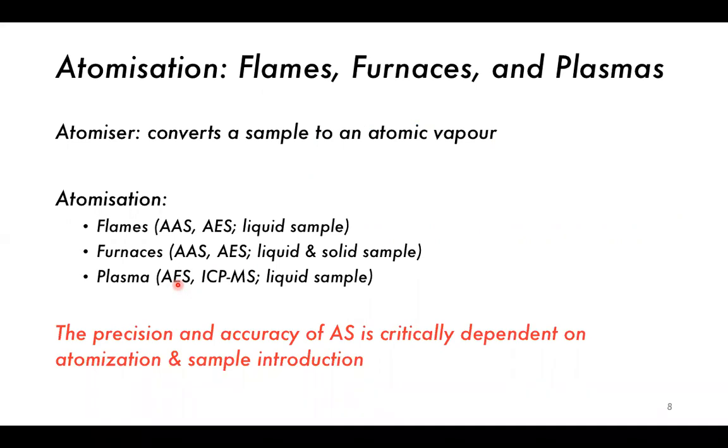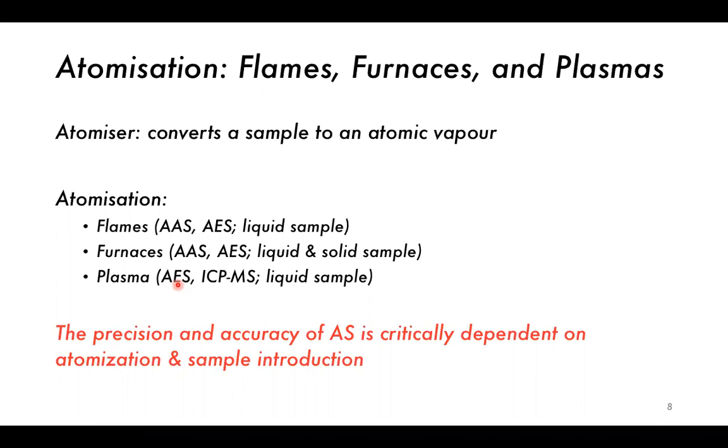We use flames for atomic absorption spectroscopy and atomic emission spectroscopy, and we're dealing with liquid samples in those cases usually. In the case of a furnace, we can do AAS and AES on liquids or solid samples. A furnace is basically just a very, very hot oven. Plasma then, so that's going to be AES and ICP-MS, so that's going to be a liquid sample.